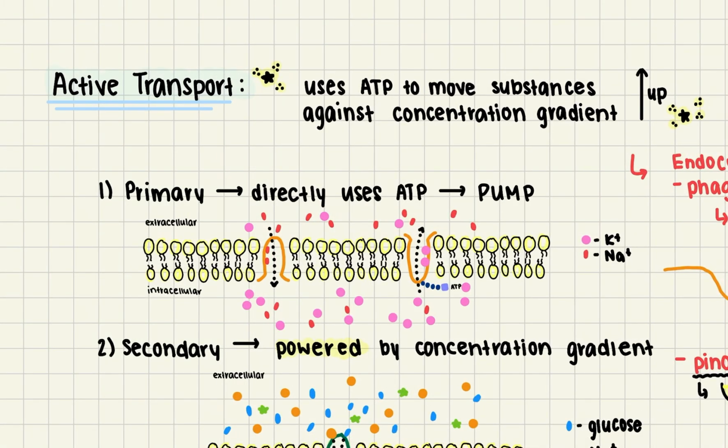I'm going to be walking through the basics of active transport using some diagrams. So we have active transport, which is the movement of a substance against its concentration gradient, going from low to high concentration. Because it goes against the natural flow, it requires energy, which is usually ATP.